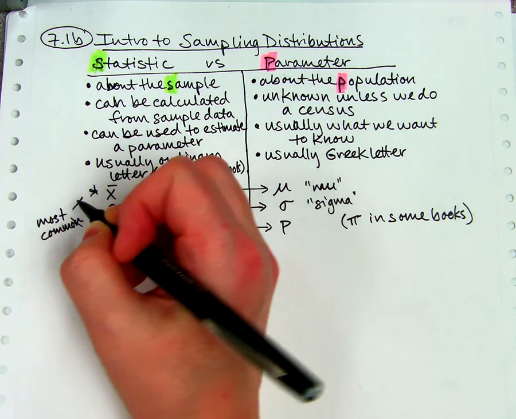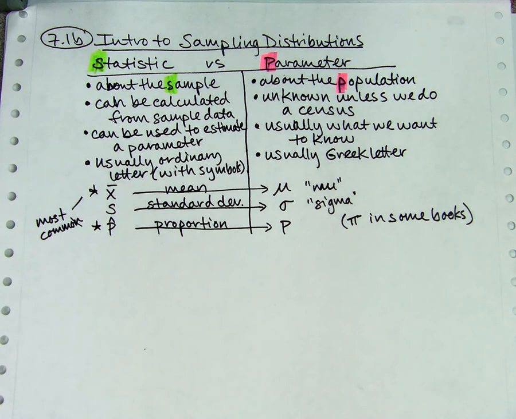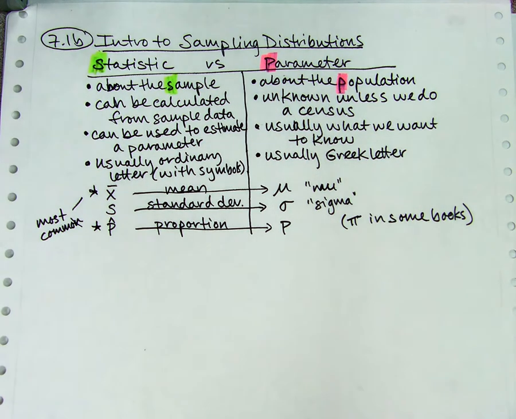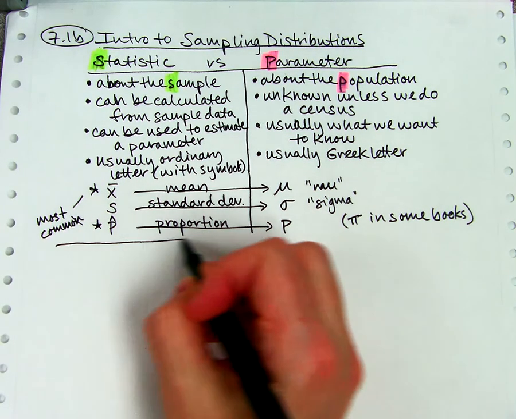But not chapter 7. Chapter 7 is all the different ones put together. So that's your basic introduction to what is a statistic versus what is a parameter. We're going to use statistics to estimate parameters. And this chapter is all about the math behind how that works, which is the sampling distribution. And that's what we're going to talk about next.